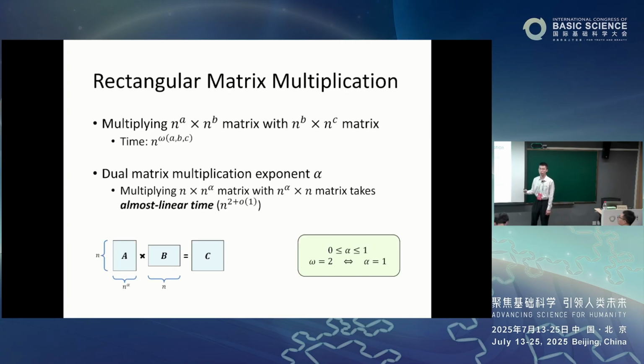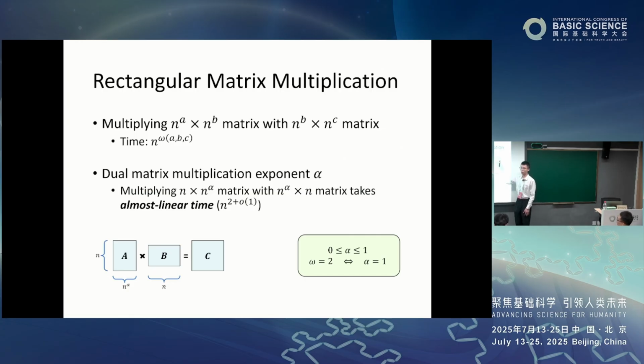Although the most standard parameter regime cares about multiplying 2 square matrices, as we just saw, there's also a closely related setting of multiplying rectangular matrices. Let's say we want to multiply the first matrix of n to the a by n to the b, and the second matrix of n to the b by n to the c. Then we will use this notation, omega of a, b, and c, to represent the optimal exponent of multiplying matrices of those shapes. Here, a, b, and c are absolute constants that do not scale with n.